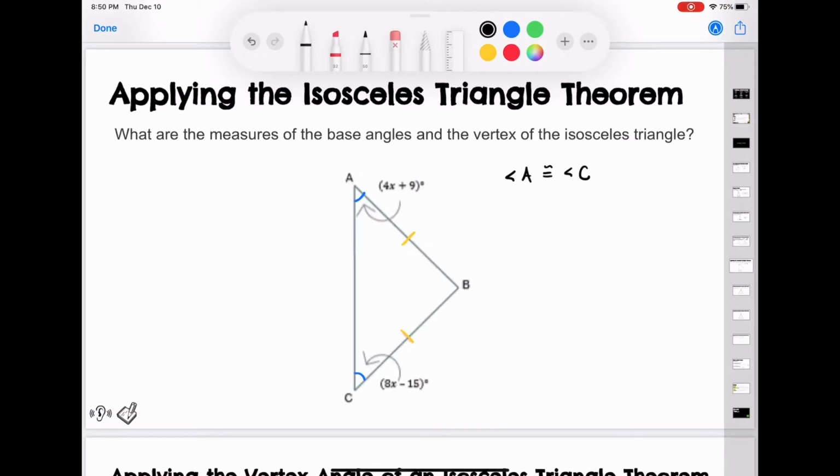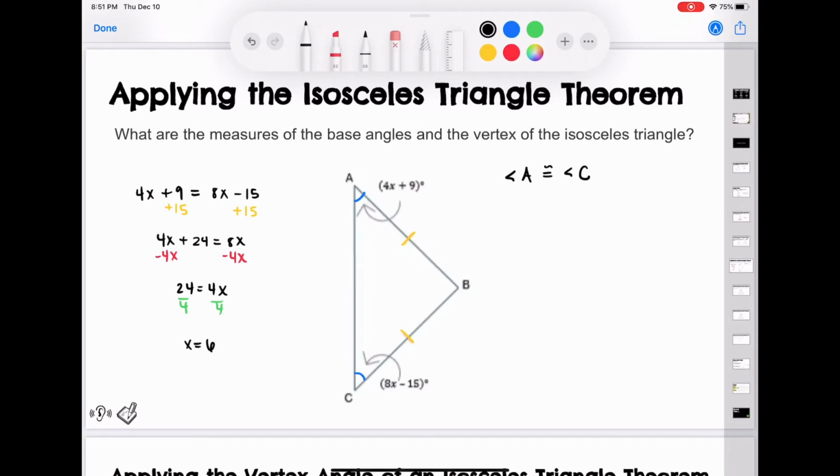So that gives us 4x plus 9 is equal to 8x minus 15. Plus 15 plus 15, 4x plus 24 equals 8x. Minus 4x minus 4x, 24 equals 4x. Divide by 4, x is equal to 6.